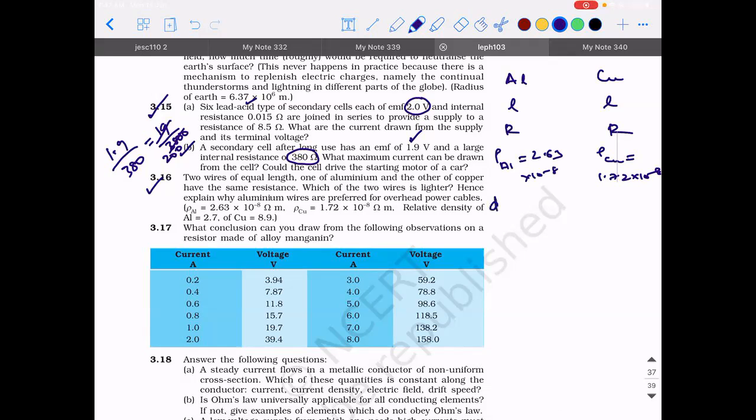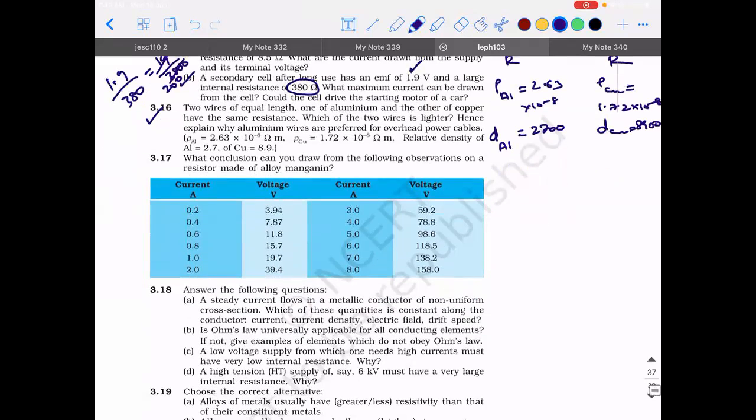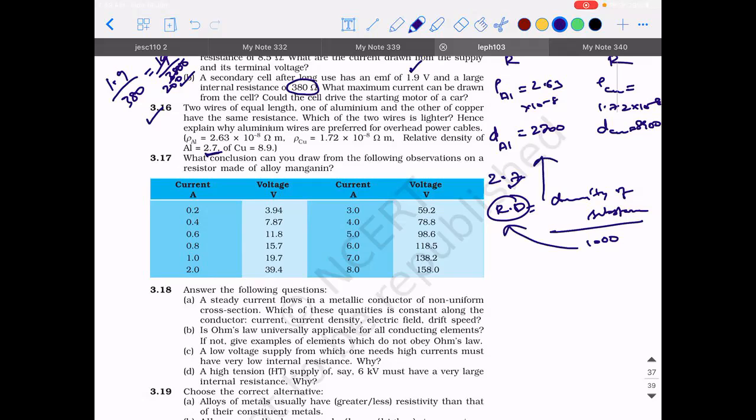So density of aluminum is how much? 2700. Okay. What is the density of copper? It is 8,900. For those who didn't understand, relative density is equal to density of substance divided by 1000. 1000 is the density of water at 4 degrees Celsius. So relative density for this is given as 2.7. So 2.7 into 1000 will give you 2700. Similarly, 8.9 into 1000 will give you 8900.